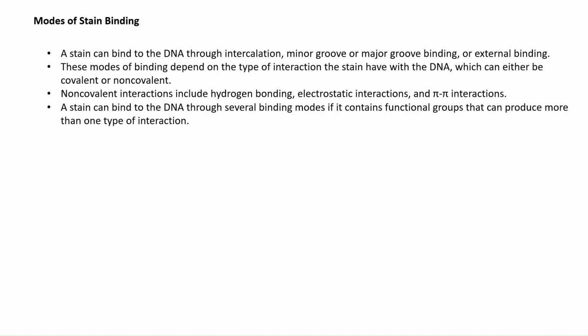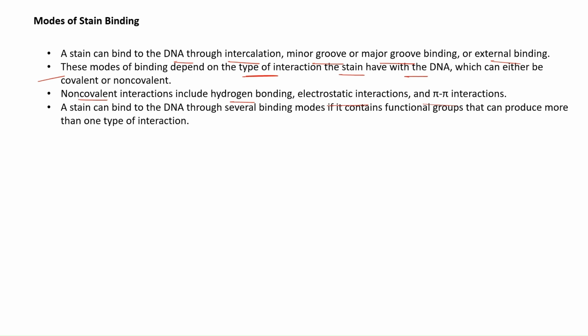So now modes of stain binding. A stain can bind to DNA through intercalation, minor groove or major groove binding, or through external binding. Now these modes of binding depend on the type of interaction between the stain and the DNA, which can be covalent or non-covalent. Non-covalent interaction means hydrogen bonding, electrostatic interaction, pi-pi interaction. We already studied these non-covalent interactions separately in the biochemistry subject. So you can see the details of such bondings.